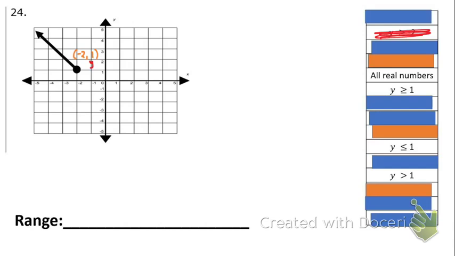The next thing you need to notice is that this is closed, so it can't be that answer because it's not equal to. Remember, closed means equal to, right? Now the question is, is this going to be greater than or less than? There's 1. The numbers above that are 2, 3, 4, 5. So the numbers are getting bigger. So you will say y is greater than or equal to 1.